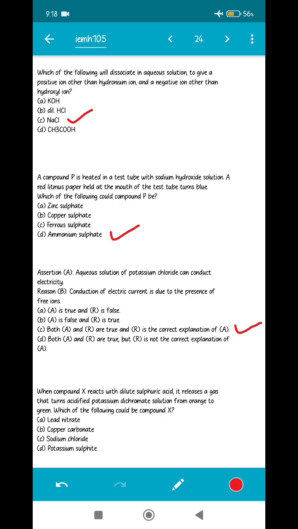When compound X reacts with dilute sulfuric acid, it releases a gas that turns acidified potassium dichromate solution from orange to green. So first of all, you have to identify which gas will perform this color change. It is sulfur dioxide gas. Alright, so sulfur dioxide gas is released in which of the following reactions? Let's say lead nitrate, no. Copper carbonate, no. We need sulfur dioxide, so it has to be a sulfite. So potassium sulfite, when reacting with dilute sulfuric acid, is going to release sulfur dioxide gas, which will turn potassium dichromate from orange to green.